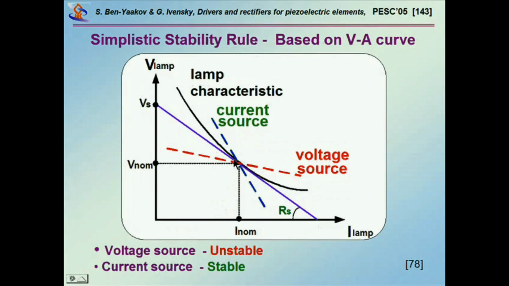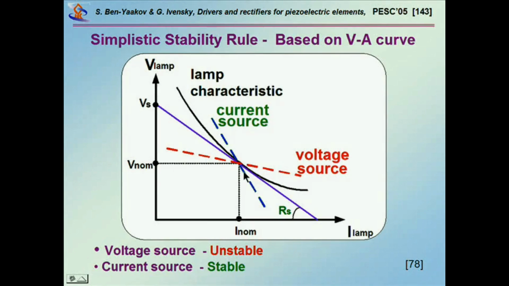If this is the operating point, and there is some change in the current, so you move, say, to this point. If the ballast is a voltage source, what happens is that there is a big difference now between the voltage source and the voltage of the lamp. The voltage of the lamp drops down. Consequently, the current will increase. And as the current will increase, the whole thing will collapse.